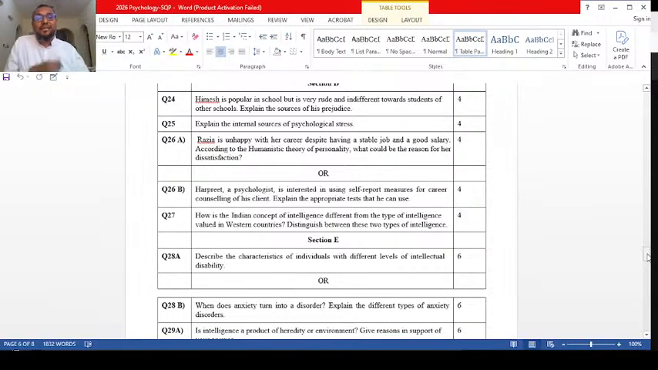Now, the 26th question. Razia is unhappy with her career despite having a stable job and a good salary. According to the humanistic theory of personality, what is the reason for unhappiness? According to the humanistic theory of personality, the unhappiness results from the gap between the real self and the ideal self. That is leading to psychological disorders. Discrepancy, see here. What she wants to become we need to find out. That's her ideal self.